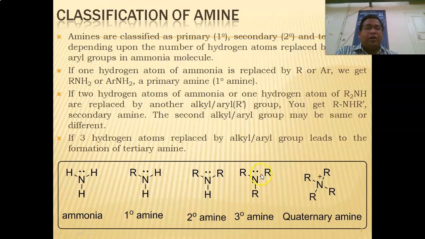Again, you can replace the lone pair of electrons also, which forms the quaternary amines. So if you replace the lone pair of electrons, you get the quaternary amine. In this quaternary amine, nitrogen carries a positive charge. These are the general classifications of primary, secondary, and tertiary amines. Again, these amines are further classified into aliphatic and aromatic amines.